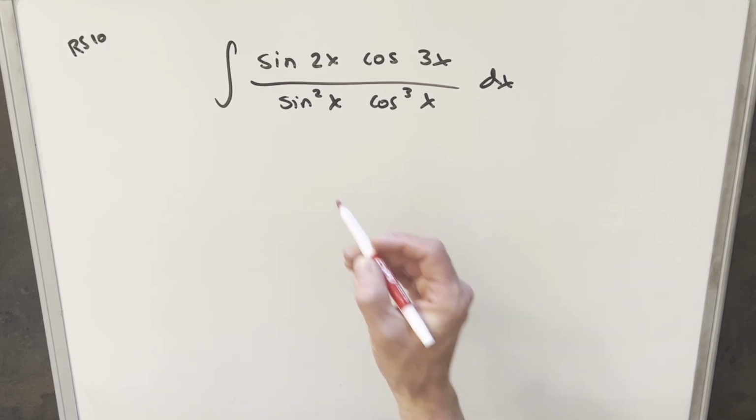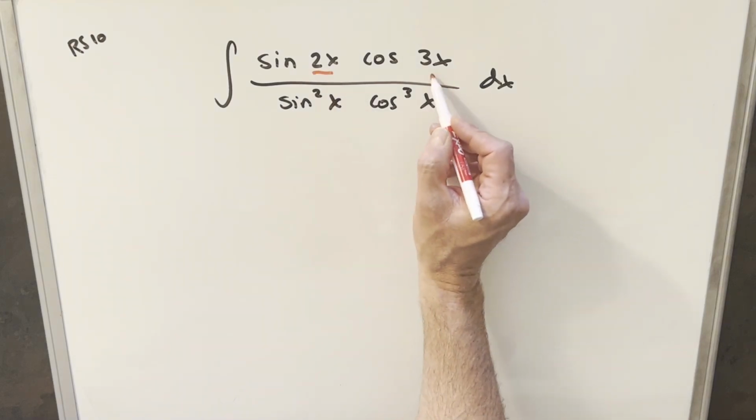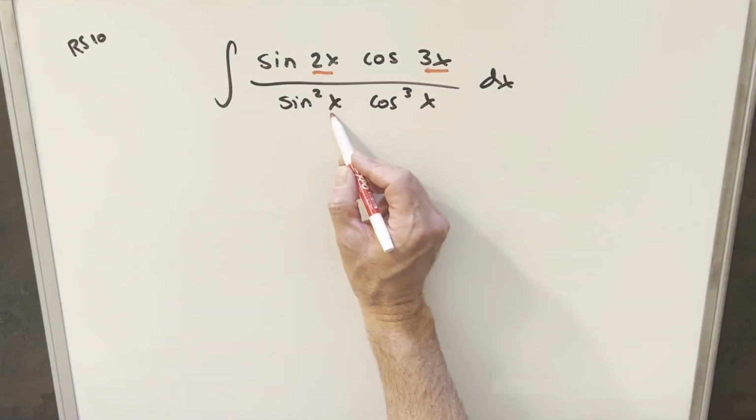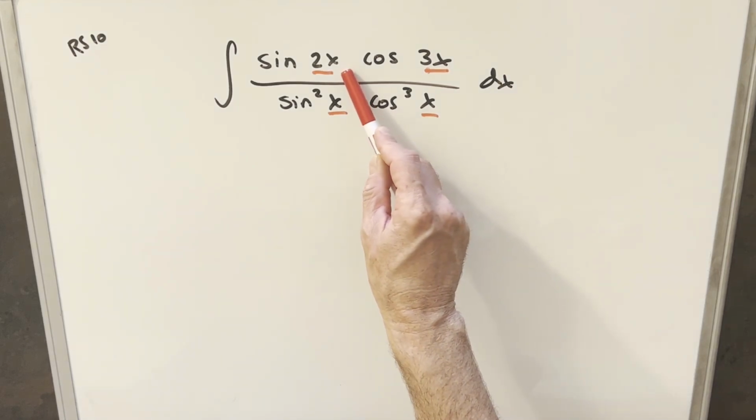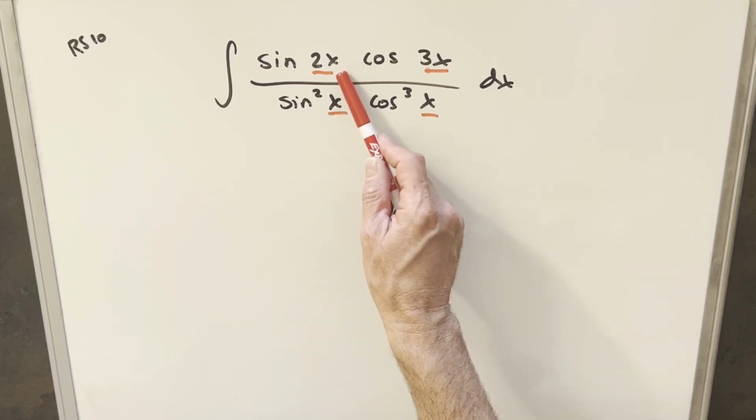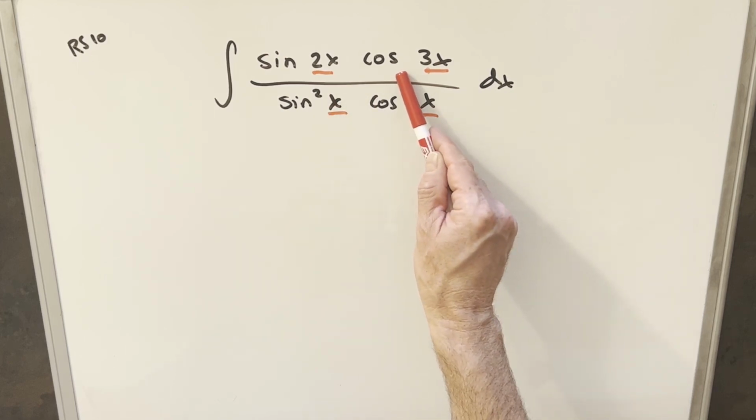Okay, the thing that I noticed first is just the fact that we've got different angles going on. We've got 2x here, 3x here, and then we have x's in the denominator. And what I'd like to do is get everything into x. And so what I'm going to need to do is transform the numerator. We're going to need the double angle formula for sine, and we'll need a triple angle formula for cosine.